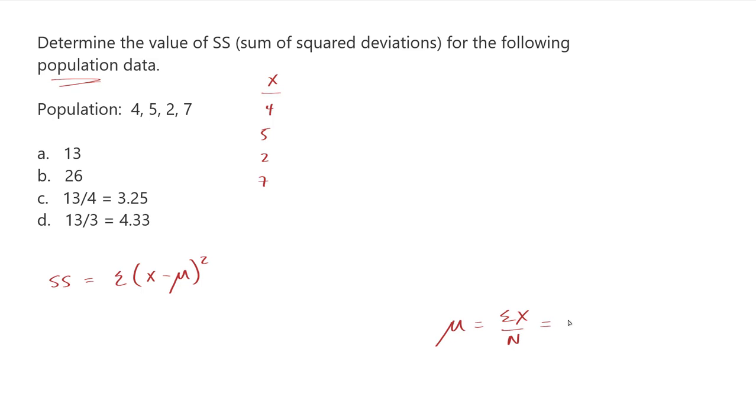And so what do I have here? I've got the sum of x equals 4 plus 5, that makes 9, 10, 11, and then this brings me up to 18. So I've got 18 divided by 4. 18 divided by 4 is 4.5.